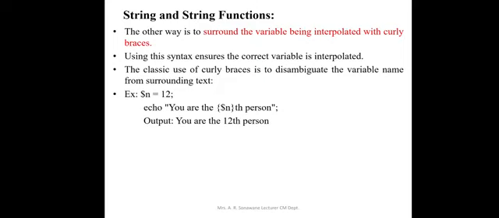One more option for variable interpolation is that you may include curly brackets around the variable being interpolated. As an example, consider $n is a variable having the value 12. If you display the $n variable within curly brackets, then this can also be interpolated. The message that you want to display is "you are the 12th person". Instead of writing 12 in echo, you may include the $n variable in curly brackets. As a result, $n will get interpolated with its actual value, that is 12.